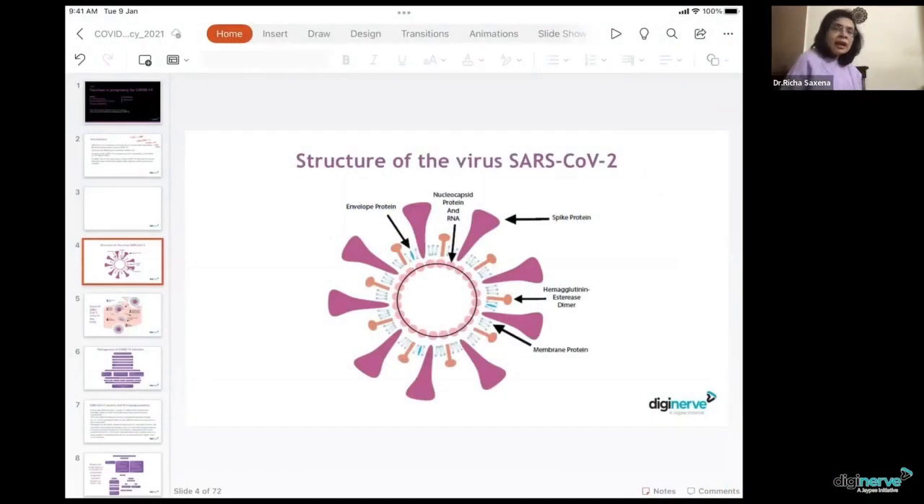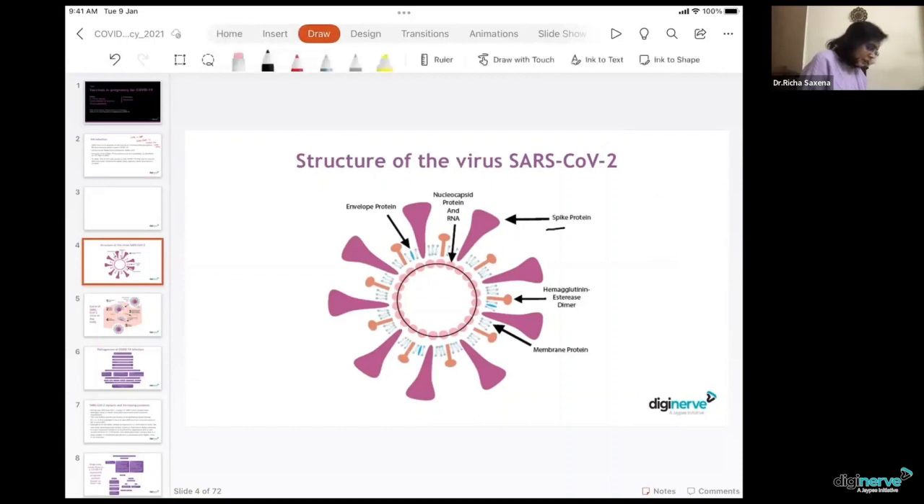Before we talk about vaccines, we should know the structure of SARS-CoV-2. And the most important component in this structure is the presence of the spike protein. You can see the spikes which are there, which are very typical of the coronavirus, and the spike protein, because most of the vaccines are basically targeting the spike protein.